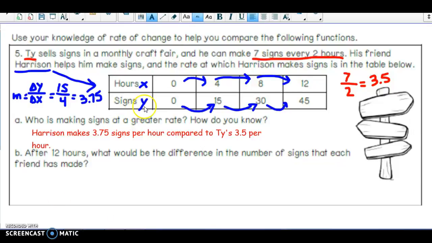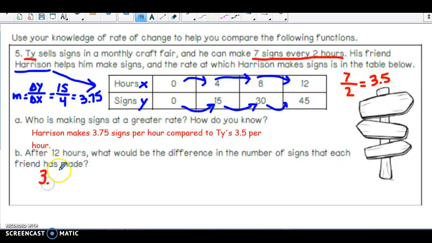Well, the good news is Harrison's information does go out to 12 hours. So we know exactly how many signs he makes after 12 hours. What we don't know is how many signs Ty can make after 12 hours. But we do know how many he can make in 1 hour. So let's use that and set up a little proportion.